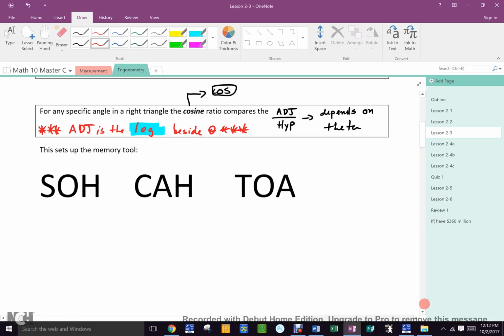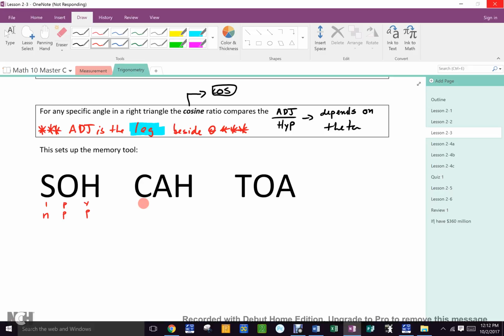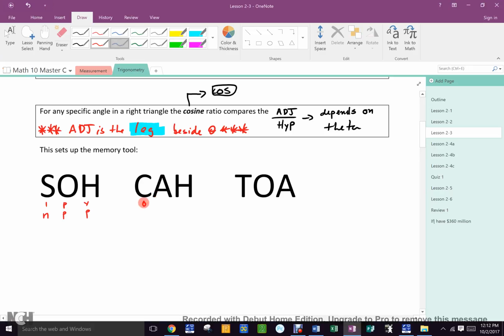That sets up this following memory tool, which is a fake word. It's not a real word. But it allows you to remember what all 3 of these things are. S, sine, opposite, hypotenuse. Cos. What's cos? Yes. And what does it equal? Adjacent and hypotenuse. And then, being the brilliant students that you are, tan, opposite and adjacent.